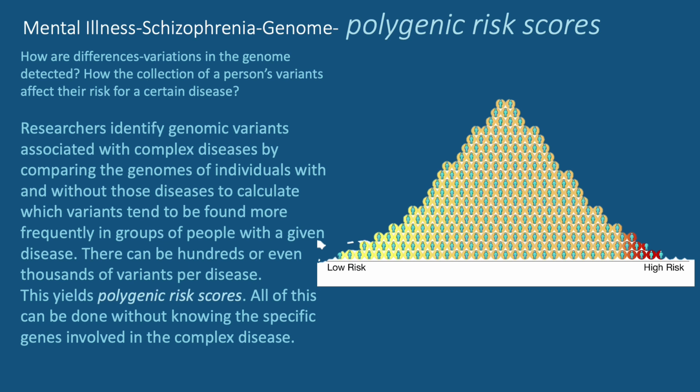The way we use this information is to calculate a polygenic risk score. A polygenic risk score is the sum of all these genomic variants that altogether increase the risk of developing a disease or that are associated with the disease. Then what we can assume is that a polygenic risk score explains a relative risk for a disease.